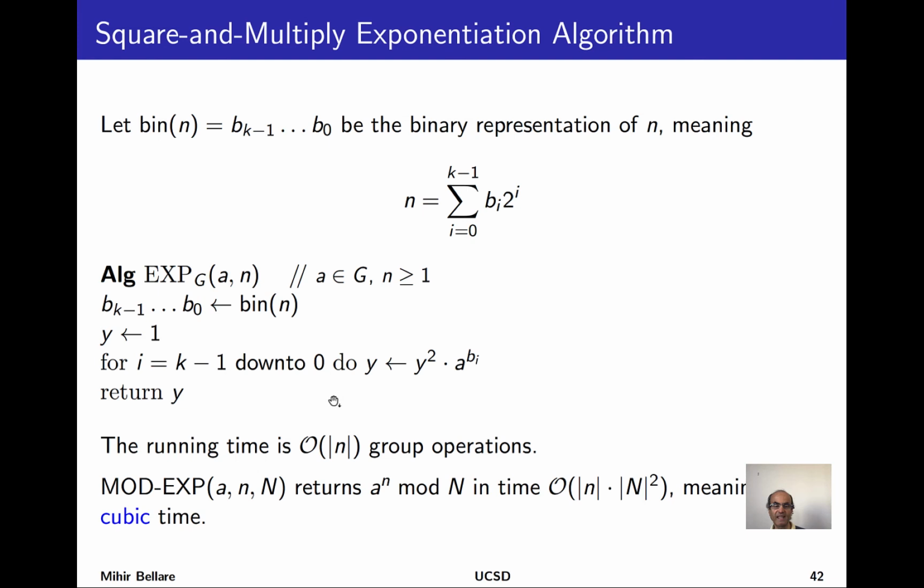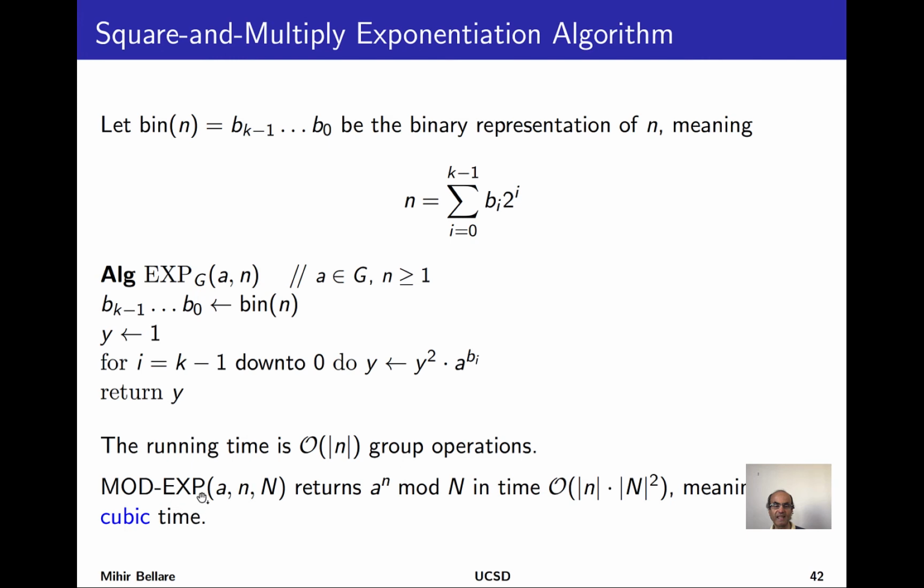Good, so we've now succeeded in doing this quickly, and it has a running time which is linear in the length of the exponent, in other words, in k over here. And each step in the loop is a constant number of group operations. So either 1 or 2: 1 for the squaring, 1 for the multiply if the bit is a 1, otherwise there's nothing needed.